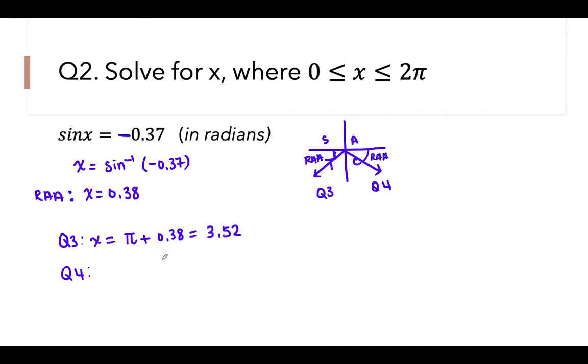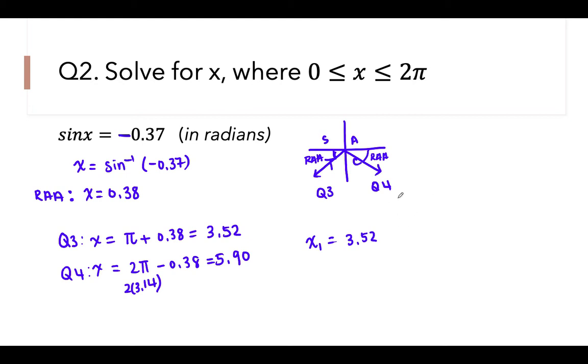So x is equal to 2 pi minus 0.38, which is going to be 5.90. So 2 pi, you can do it as 2 times 3.14 and then subtract this. Okay. Now, therefore, we have two solutions. So x1 is 3.52.